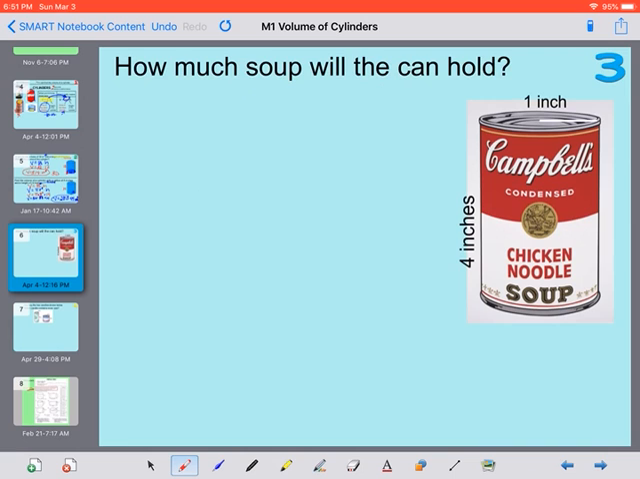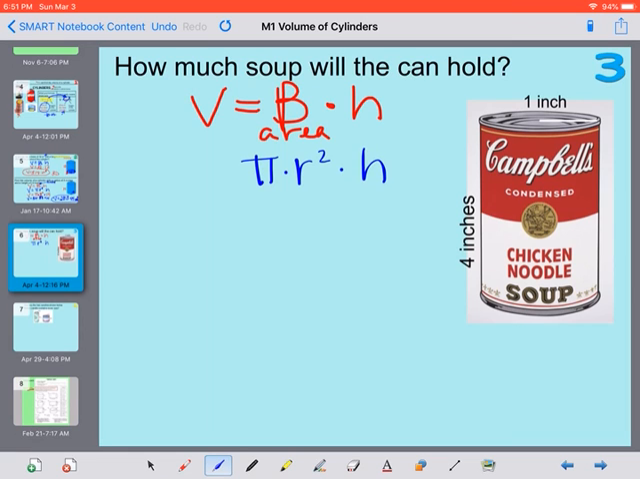Let's look at the back side. It says, how much soup will the can hold? We're looking for volume, how much soup is inside. So we want the area of the base times the height. Remember, this is the area of the base, which is a circle. So our formula for a circle is pi times radius squared times our height. And this 1 inch is actually just our radius right here.